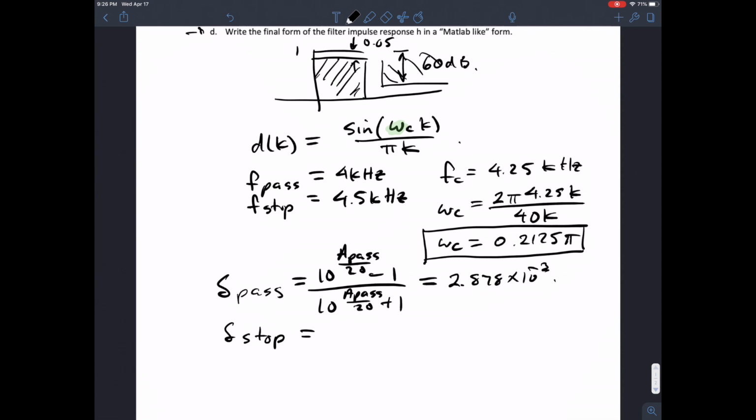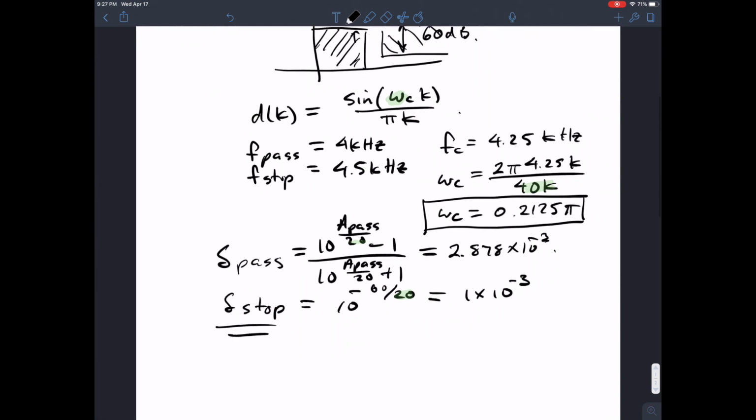Then you can calculate delta stop. The formula for delta stop is a little easier to plug into. It's 10 to the minus 60 over 20. Remember, this 20 comes from the definition of dB. It has nothing to do with the Nyquist interval, even though half of 40K is 20. That's not what that 20 is for. You do that calculation and you get 1 times 10 to the minus third.